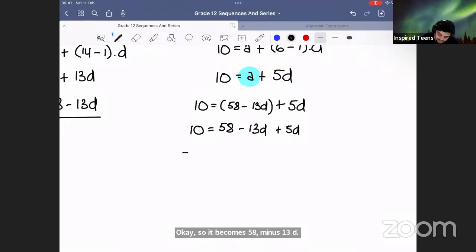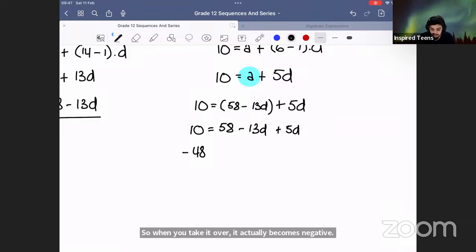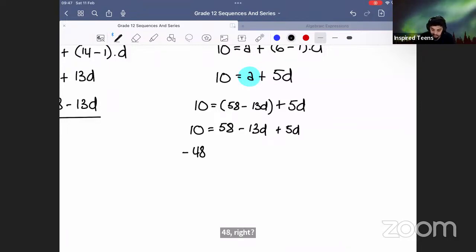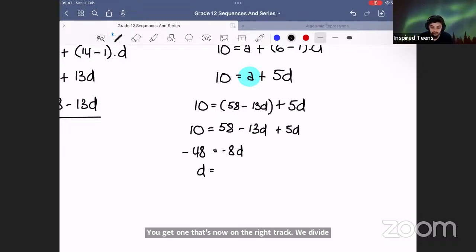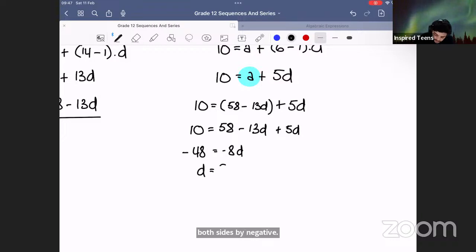So when I take it over, it actually becomes negative 48, right? 10 minus 58 is equal to negative 13D plus 5D, which gives us negative 8D. Yeah, now that's on the right track. We divide both sides by negative 8. So negative 48 divided by negative 8, and D is equal to 6.